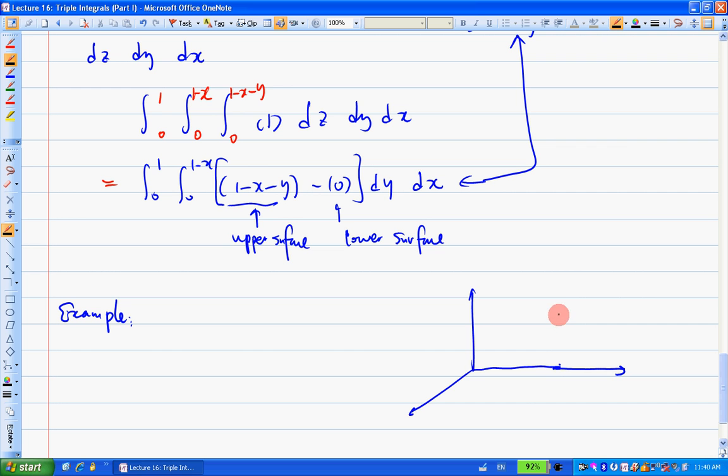Okay, so here is a solid region D, and this point is (0, 1, 1). This point is (1, 1, 0). This point is (0, 1, 0). Okay?